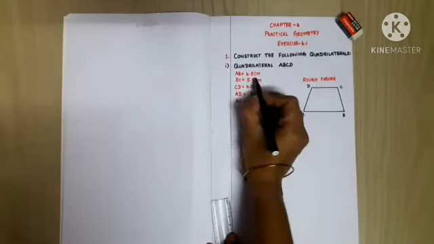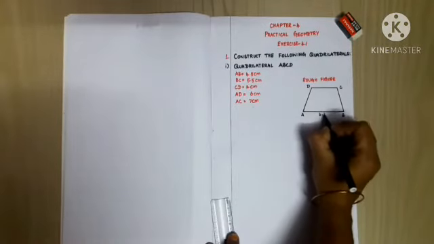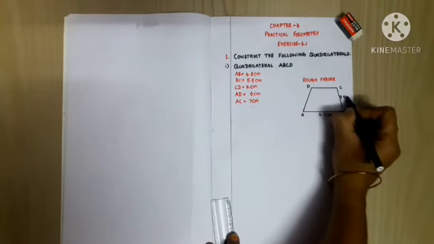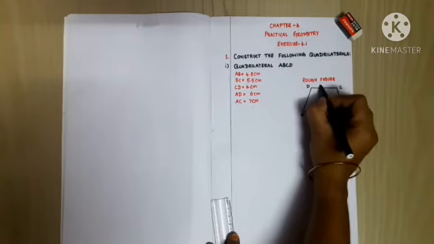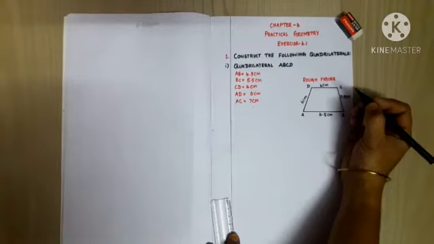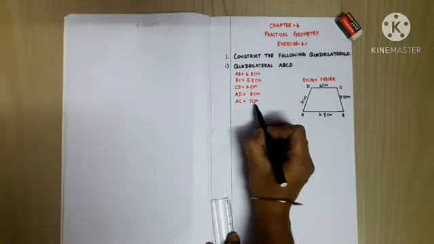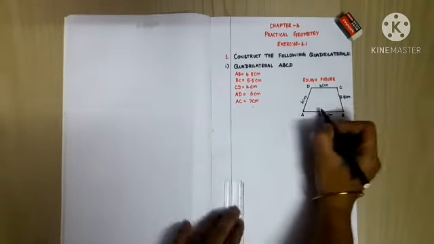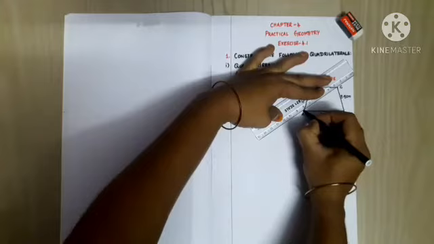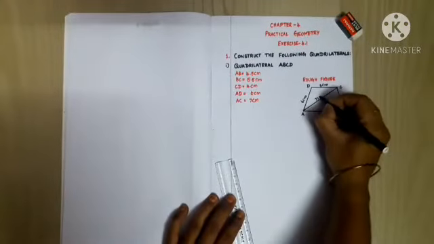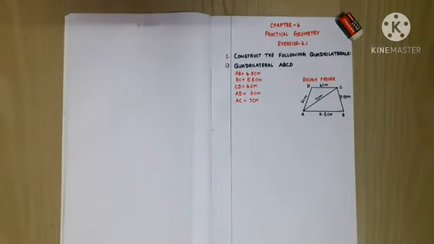AB is equal to 4.5 centimeter. I am just marking the measurement on it. BC is equal to 5.5 centimeter. CD is equal to 4 centimeter. AD is equal to 6 centimeter. Now AC is equal to 7 centimeter. See, here we are having the AC, but we have to join the two vertex. Then we are having the line segment AC as 7 centimeter. By using this rough figure, we have to draw the main picture.